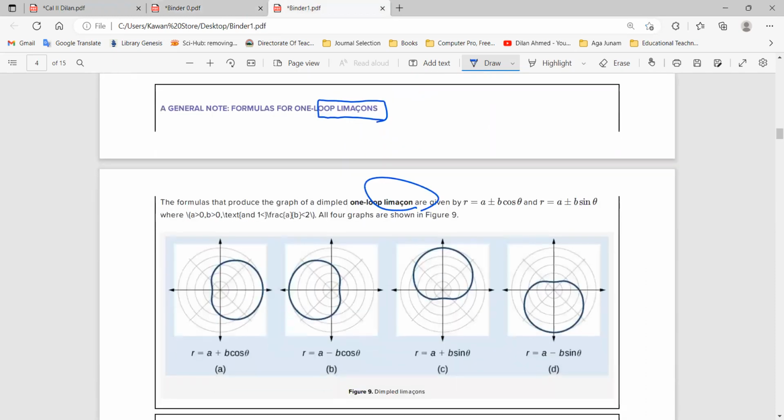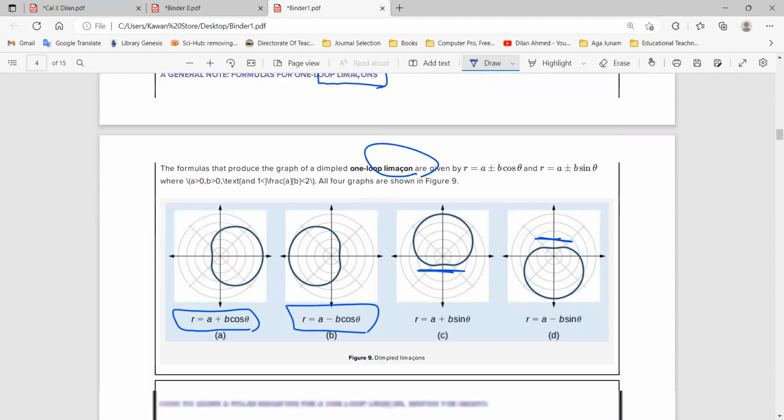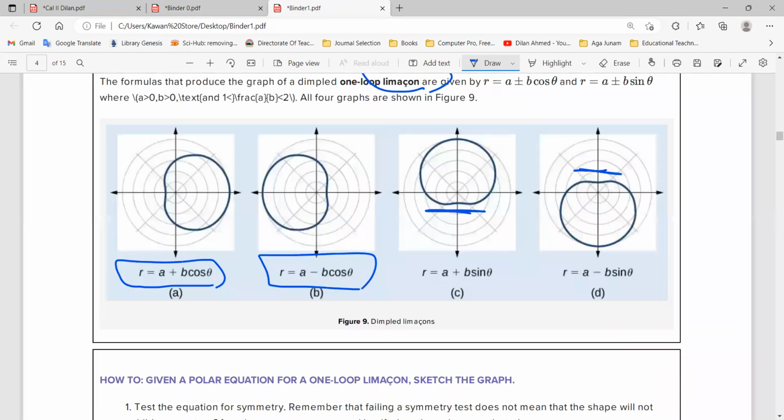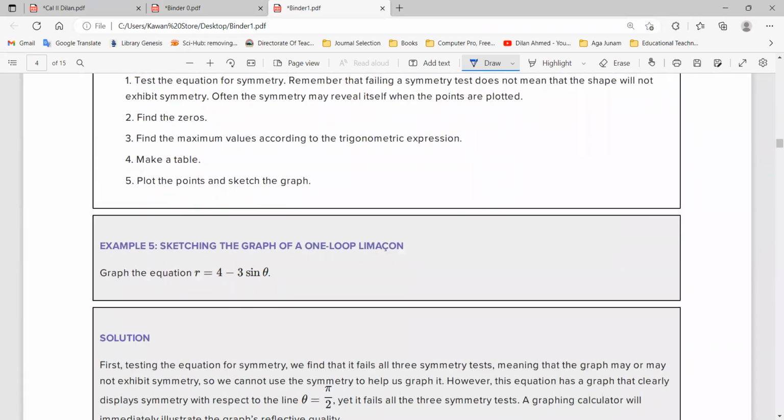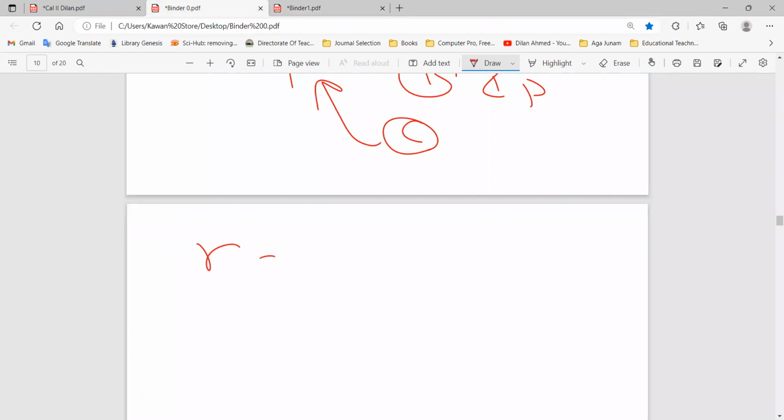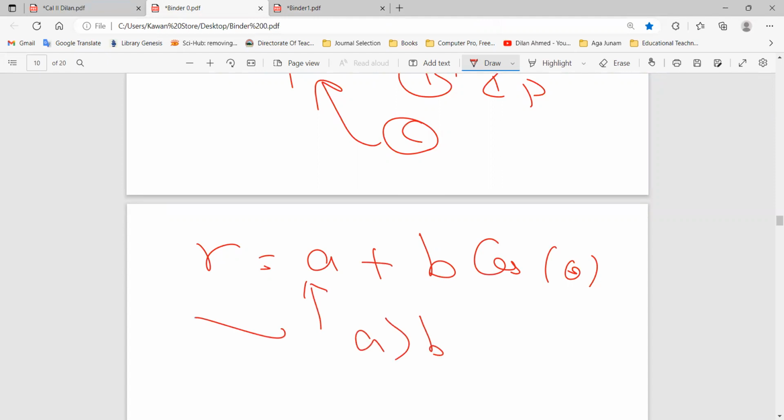Now limacon is like that. A plus B cosine, A minus B cosine. Plus is like that. Minus is like that. Okay. And sine plus, sine minus. But what's the difference between here and the previous one? Look at the example. In the previous, we say A and B are equal. Here, A greater than B. Okay? You got it? So A is greater than B.